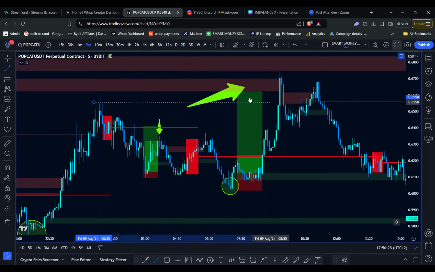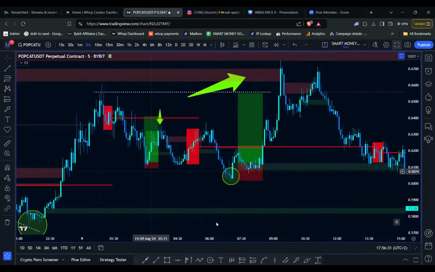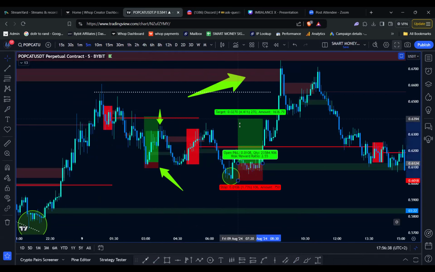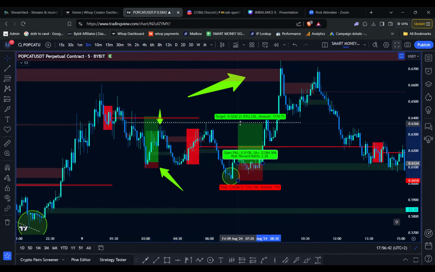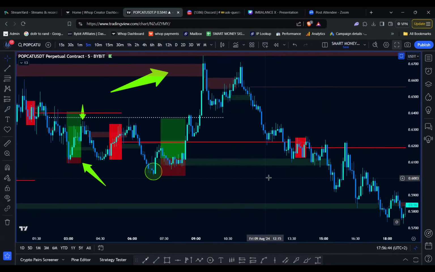So sure, on this trade over here, we would have lost a small amount. And then when we caught this trade, we would have made 6%, you know, or even if we'd focused on just this liquidity line over here, we would have still made 4%. So it all adds up.